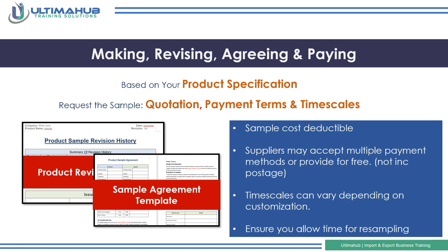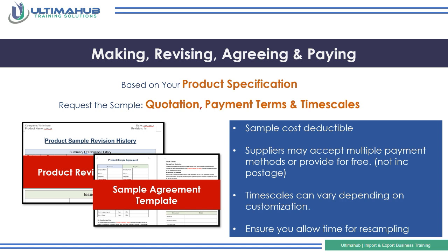The timescales can depend on the customization that you need to do. Obviously, if it's an ODM product and it's already pretty much there, they might have samples that they can send you straight away. But this is something that you need to take into account when you're calculating your timescale. Make sure you allow time for resampling. You might decide when you receive the sample you want some things slightly changed, and so this is going to take time for them to maybe remake the mold and to make the new sample for you. So do allow that in your time scaling.